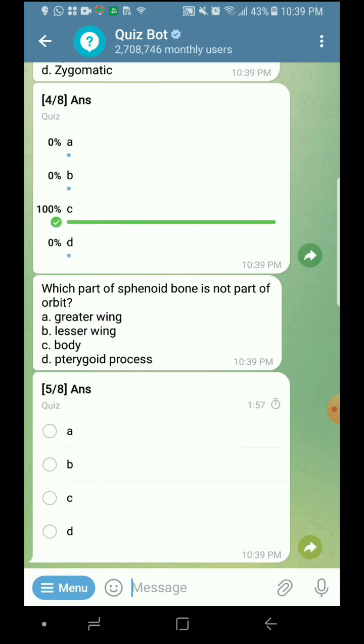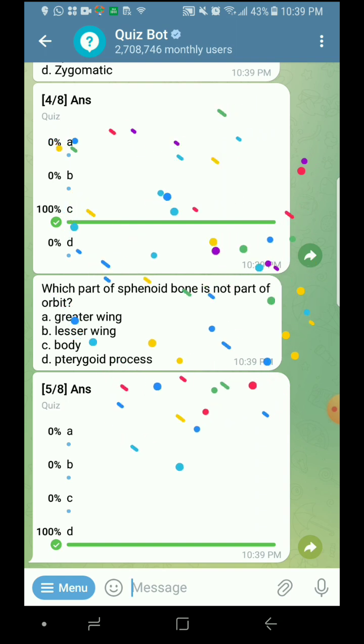Now, which part of sphenoid is not a part of the orbit? Greater wing is in the lateral wall, lesser wing in the roof and body in the medial wall. So the pterygoid process is not a part of the orbit.